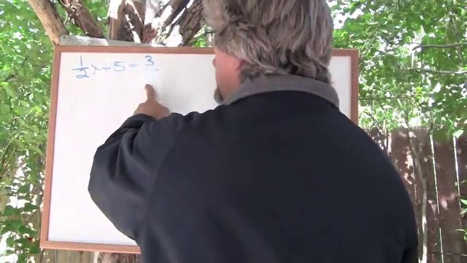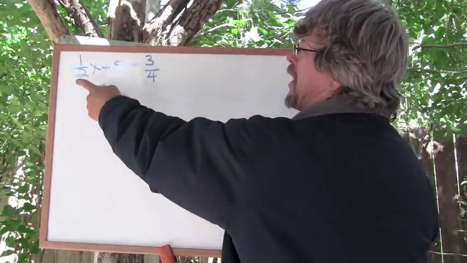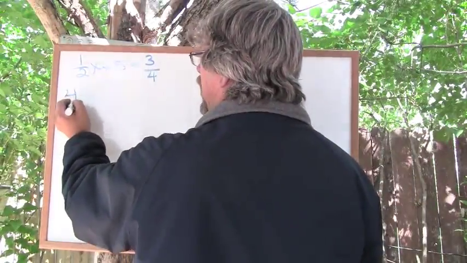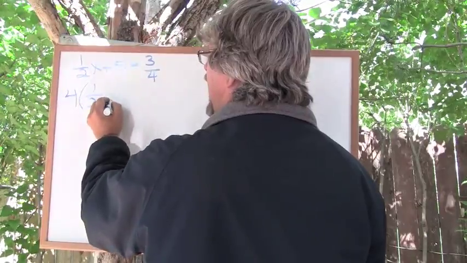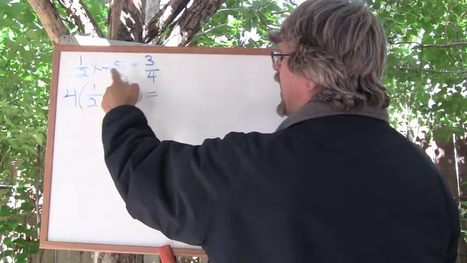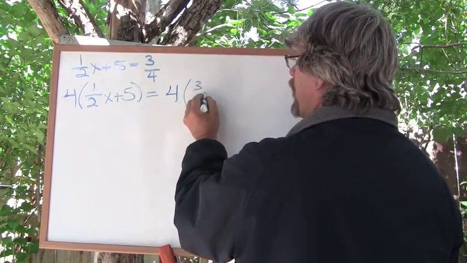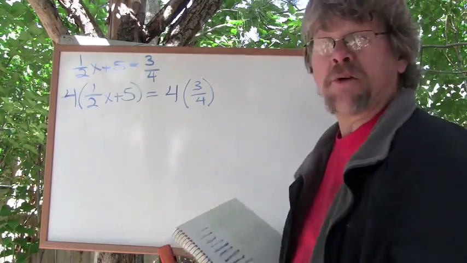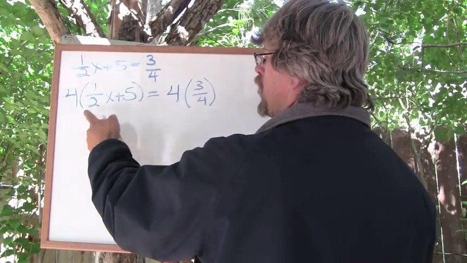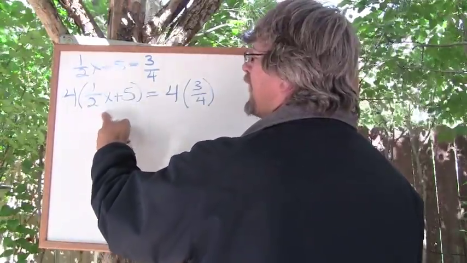So what we want to do here is multiply both sides by 4, because that's the common denominator that these fractions are going to end up as, right? So we multiply this side by 4 times 1/2 x plus 5 equals, we multiplied this side of the equation by 4, so we multiplied this side of the equation by 4 times 3/4. Right? Now remember our distribution. We distribute this 4 into this term and this 4 into that term. So let's do that.